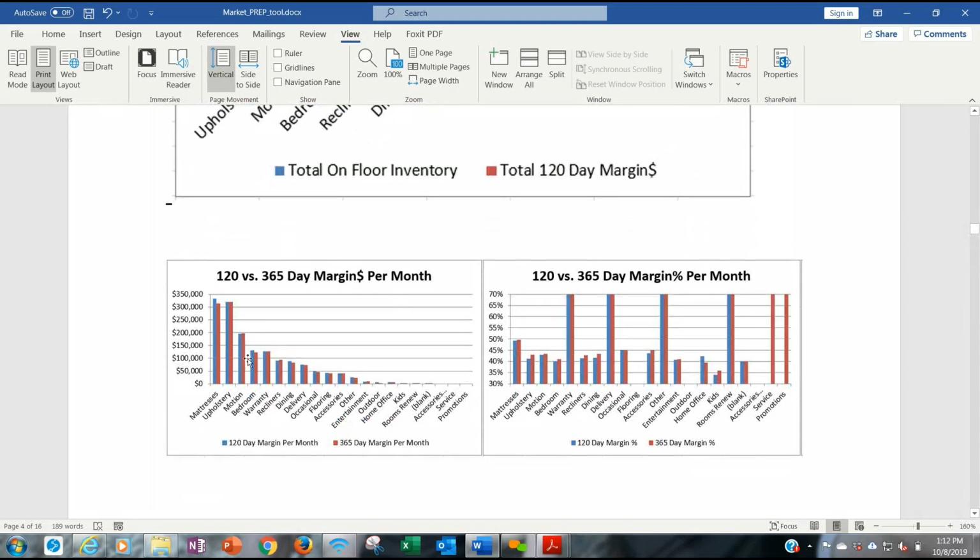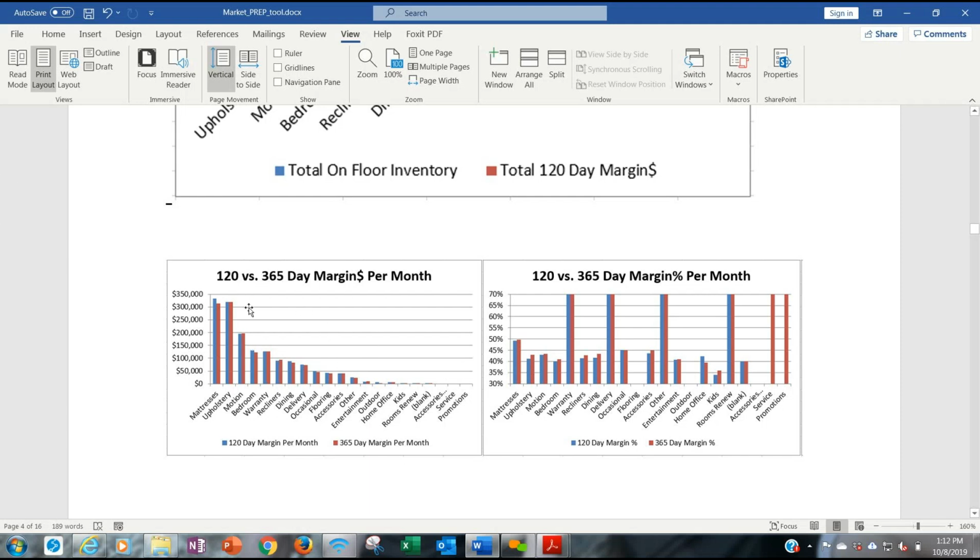This is the one on the chart on the left, the 120-day versus 365-day margin dollars per month. So again, how much margin dollars are being generated per month for each category. Again, really a high-level view, understanding what the most recent period looks like compared to the overall last year, and do we see any general trends? Do we see basically an increase across the board in several categories, or just one standout?